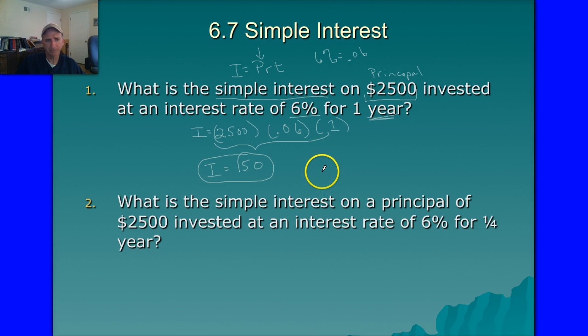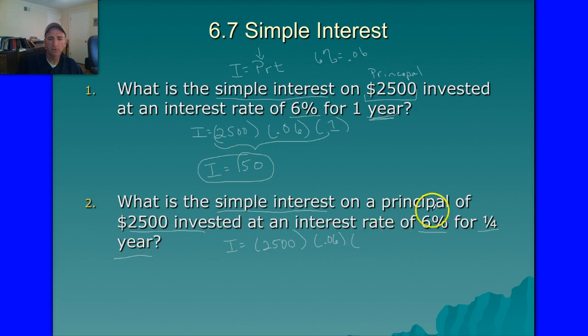There's the number 2. If you're finding the simple interest on a principal of $2,500 invested at an interest rate of 6% for 1/4 of a year. So here we'll see one kind of like I was referring to. Well, let's go ahead and write this down here. The interest, again, the principal is $2,500. That's pretty simple. The rate is still 6%. That's 0.06. Oops, don't forget that 0. We don't want to pay 60%, that's for sure.